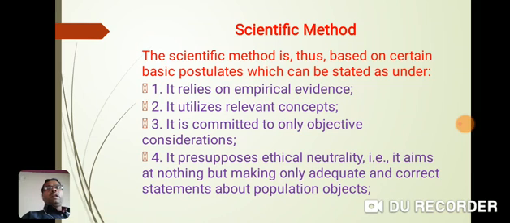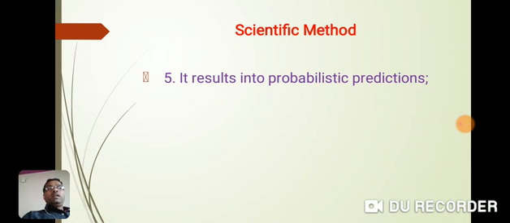Number 4, it presupposes ethical neutrality, means scientific method is always ethically neutral. It aims at nothing but making only the adequate and correct statements about the population objects. Only adequate and correct statements are made by the scientific method in respect of the population objects. Number 5, it results in probabilistic predictions, means according to the law of probability, whatever predictions are there, they will result from the scientific method.